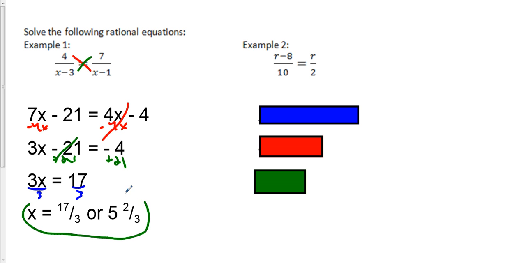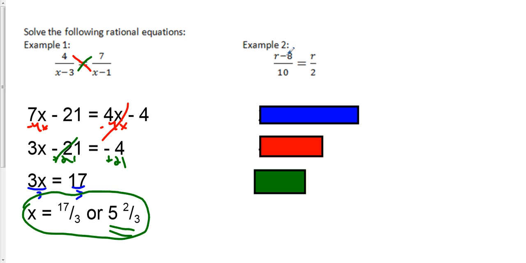Now, because we have solved the equation, we need to check and make sure that 5 2/3 would fit into both of these. Now, according to this one, x cannot be 3, because 3 would make this 0. According to this one, x cannot be 1. This is neither 3 nor 1, so this solution will work. We can use the 5 2/3, or if you want to call it 17 thirds, either one of those will work as our solution. Let's look at example 2 now.